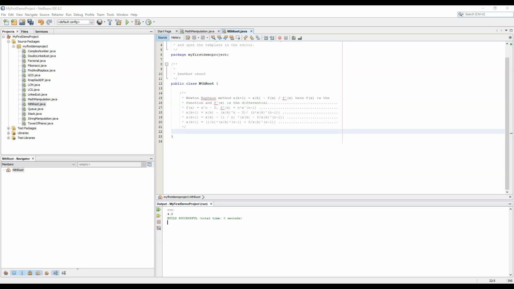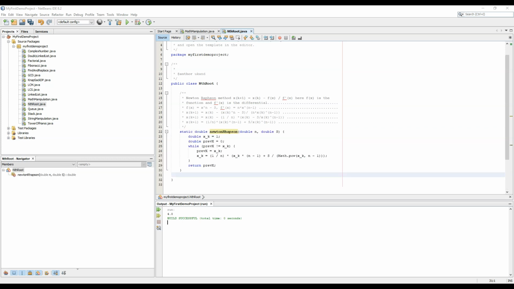So we have simplified it to x(k+1) equals 1 by n into ((n minus 1) times xk plus s divided by xk to the power n minus 1). So I have simplified it and created the Newton-Raphson function. So let's write the Newton-Raphson function. I have already created the Newton-Raphson function.